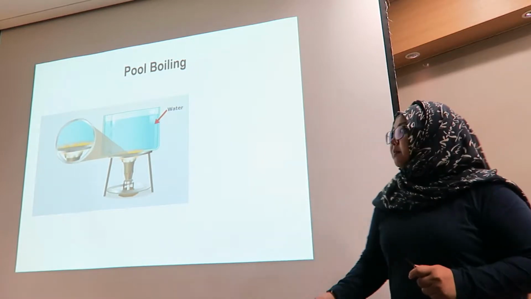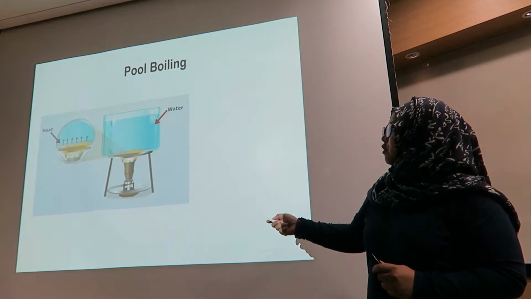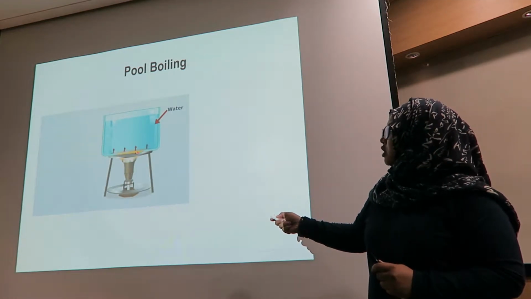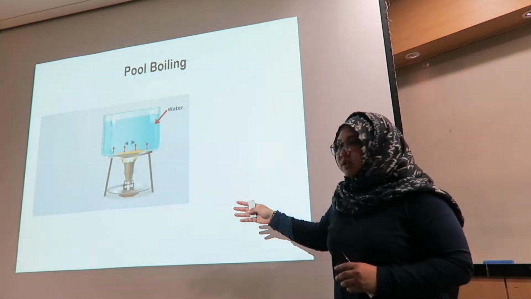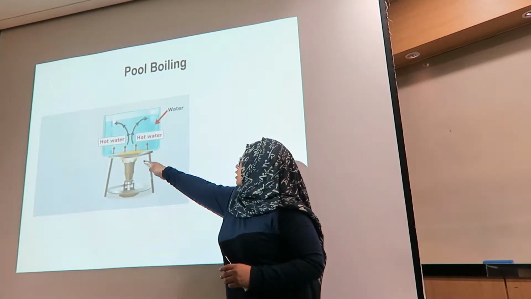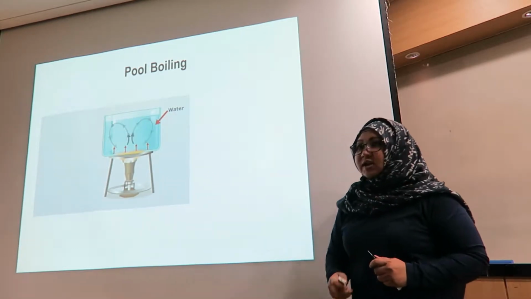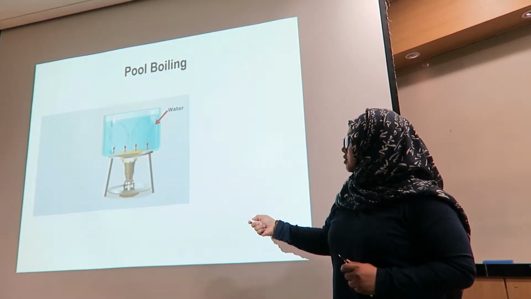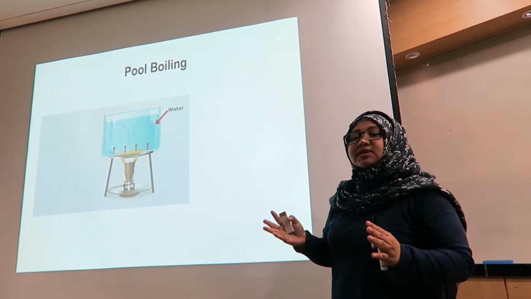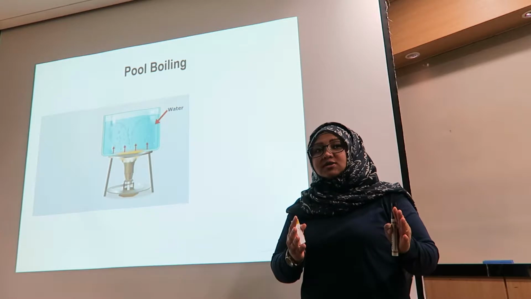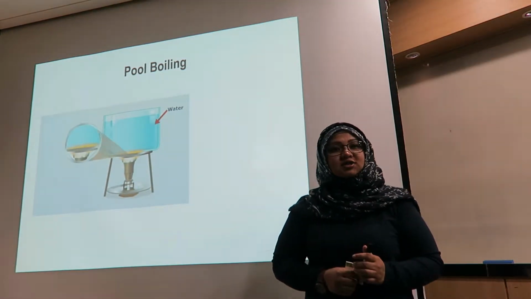So what happens? When we start to heat the water, the heat transfers from the bottom of the chamber into the fluid, and then it starts rolling up and down. The hot water rolls up and the cold water rolls down. And then bubbles start to generate on the heated surface. And after some time, the water boils. This process we call the pool boiling process.